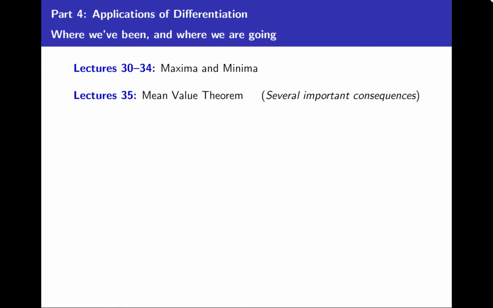But before beginning, let me pause and say a few words about the structure of part 4 of the course on applications of differentiation, where we've been and where we're going. We started out in lectures 30 through 34 on the theme of maxima and minima, culminating with optimization problems. Today we'll take a slight change in direction and talk about the mean value theorem, which follows from max and min, and it has several important consequences, especially for part 5 of the course.